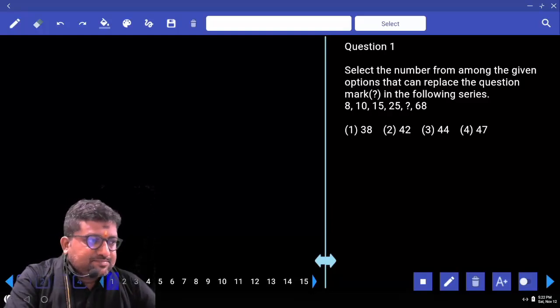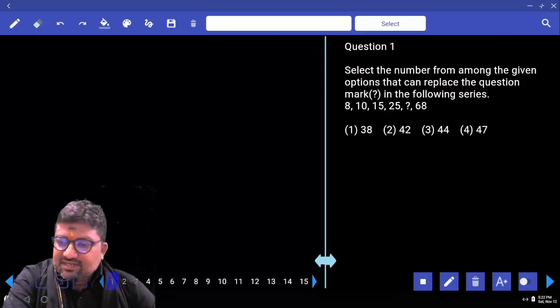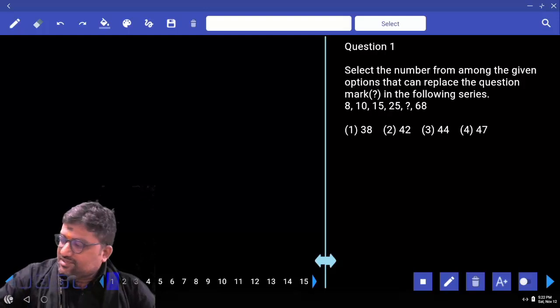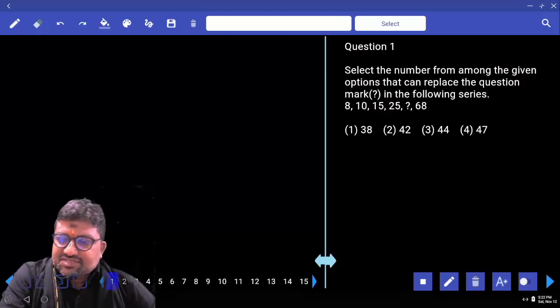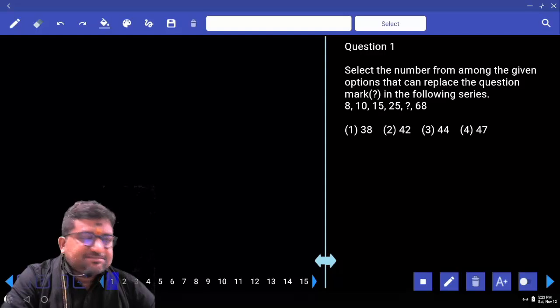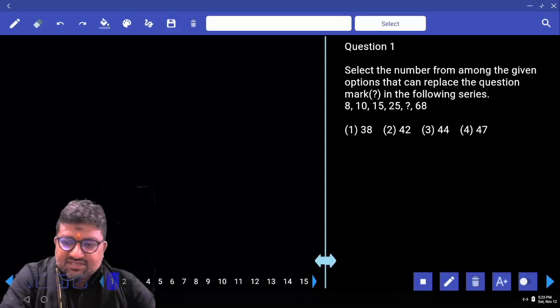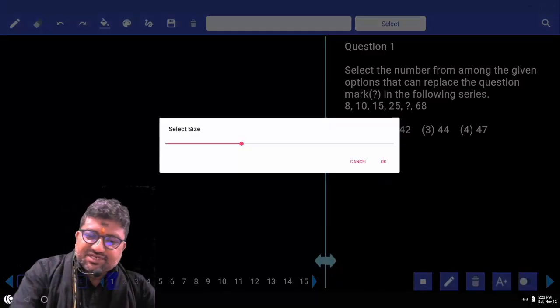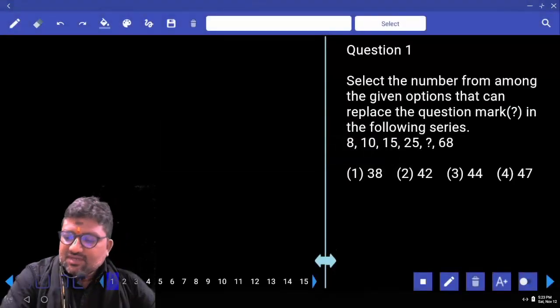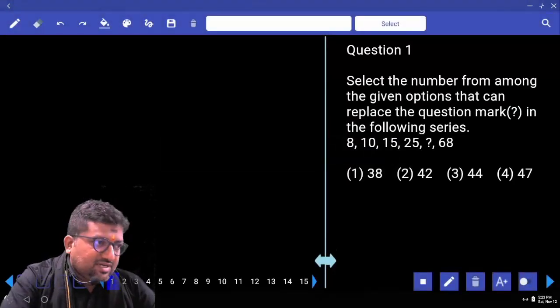This is SSC CGL model test number 31. Let's try to solve the questions on reasoning. So look at this question. The first question is on number series. What's the difference between these numbers? Do you see a huge increase or a gradual increase here? Whenever there is a gradual increase, we'll go for the differences.